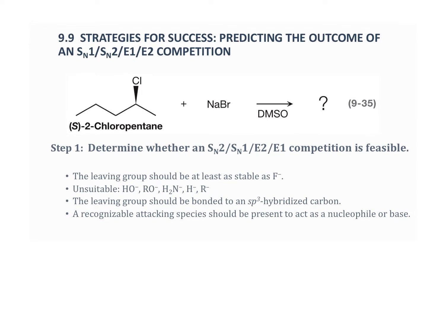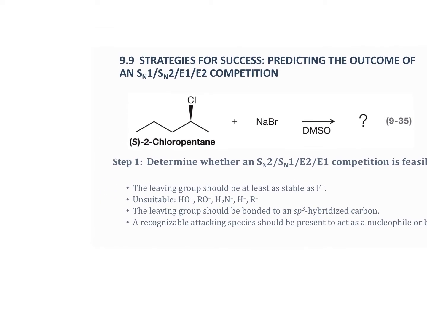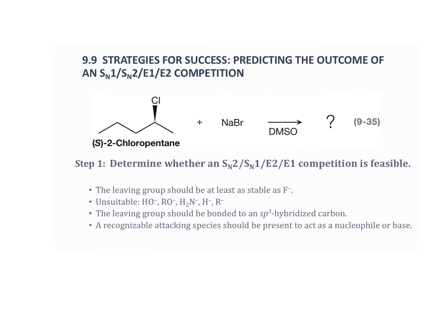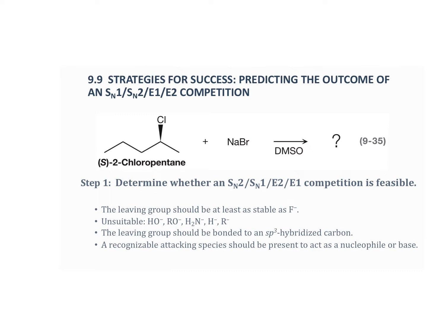So the very first thing you want to do is determine whether an SN2, SN1, E2 competition is feasible. And to do this, you need to evaluate several things. One of the things is you need to ask yourself, do you have a suitable leaving group?